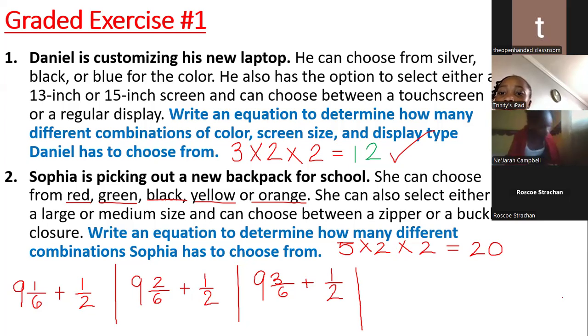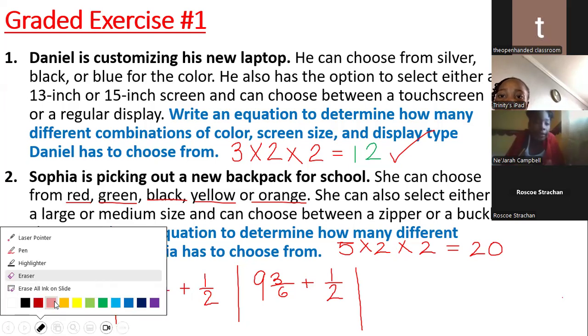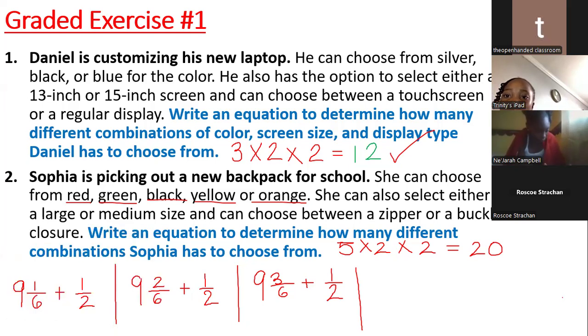We're gonna do the same thing. 9 times 6 and plus 3. Good. And that's 57. And you always keep your denominator. So that's 57 over 6 plus 1 over 2. Where's Adaya? Adaya, can you hear me? Oh, I think she left.